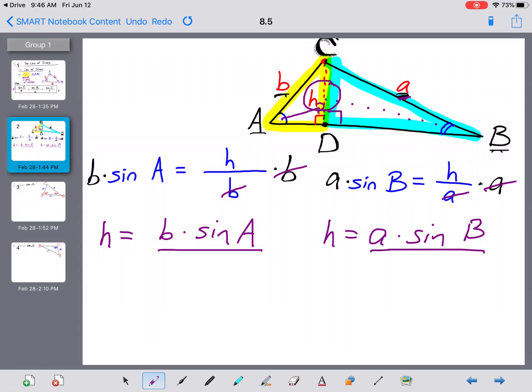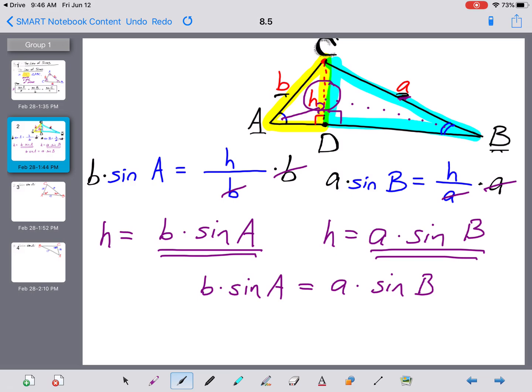Well, if h equals one thing, b sine of A, and h also equals a second thing, a sine of B, then by the transitive property, these two quantities here must be equal to each other. So we can now conclude that b times the sine of angle A must be equal to a times the sine of angle B, since they're both equal to h. So really, that's the magic right here that proves what we just did. But to get it in the format that we were looking for, we do something a little bit weird.